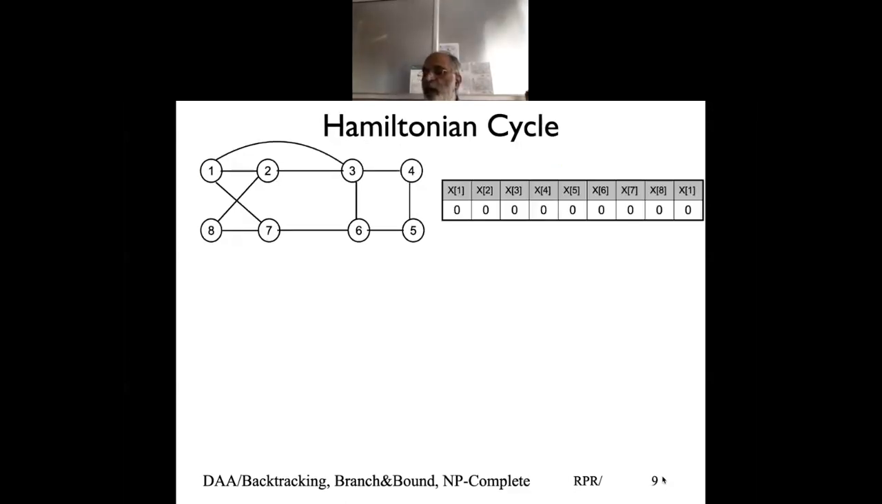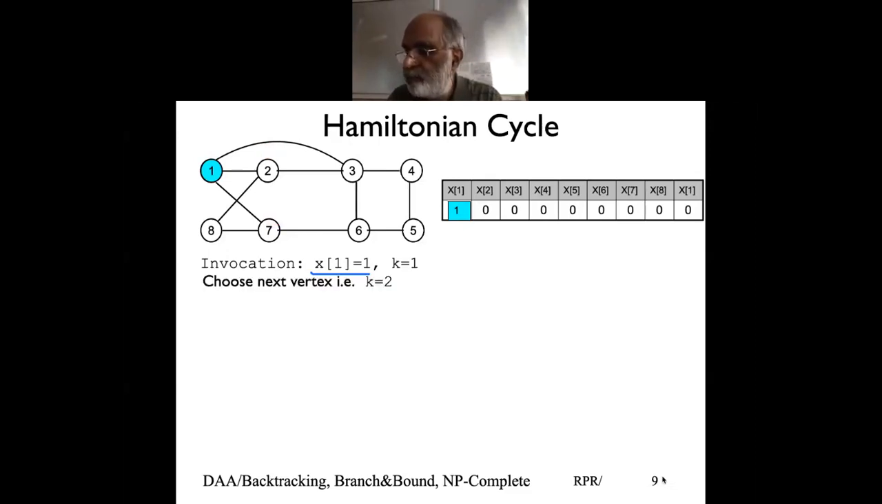So let's look at a run down of the process of backtracking, and then we'll define an algorithm. So we start with vertex 1. We initialize x1 is equal to 1, and then we say my k is 1. Now I need to choose the next vertex, k is equal to 2. Starting from 1, my choices are I can go to 2, I can go to 3, and I can go to 7. So for the second vertex, I can choose vertex number 2, vertex number 3, or vertex number 7.